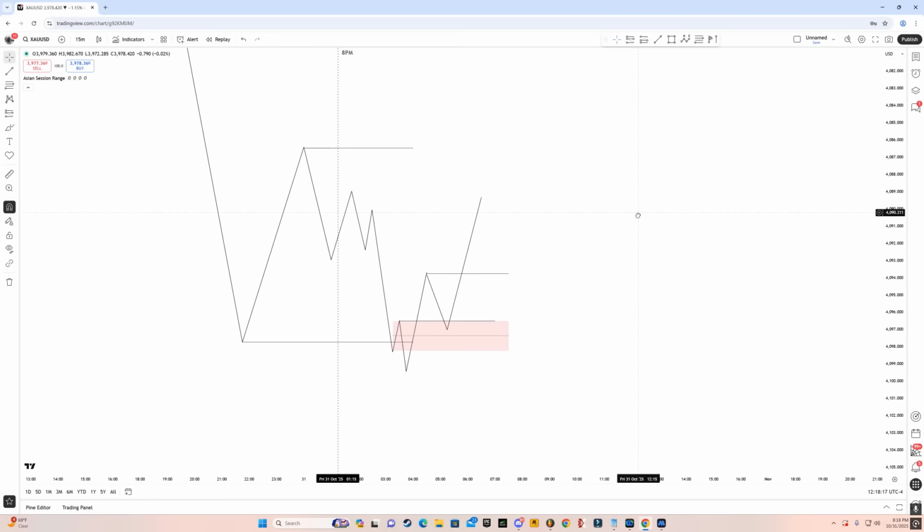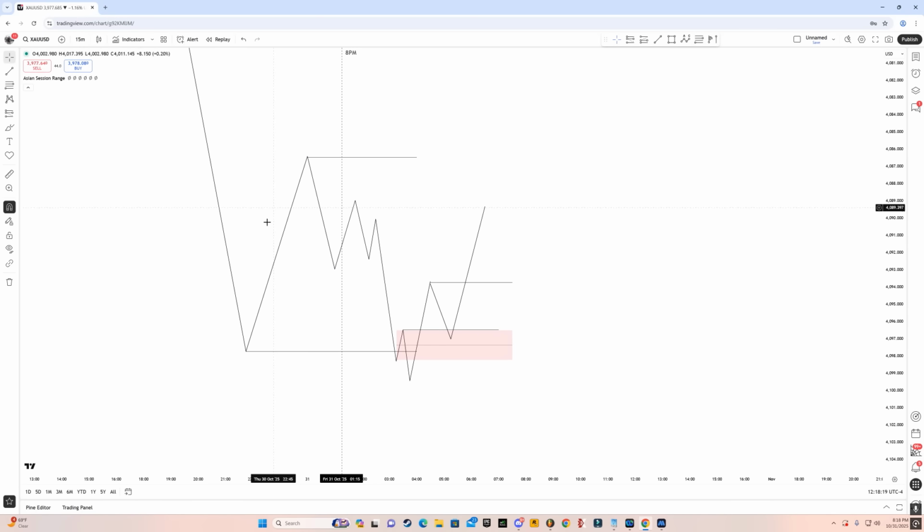So similarly, what you would do is mark out the most recent high and the most recent low on the 15-minute time frame before the 8 p.m. open. Now, after 8 p.m., wait for price to sweep out either the low or the high. So in this case, the low was swept.